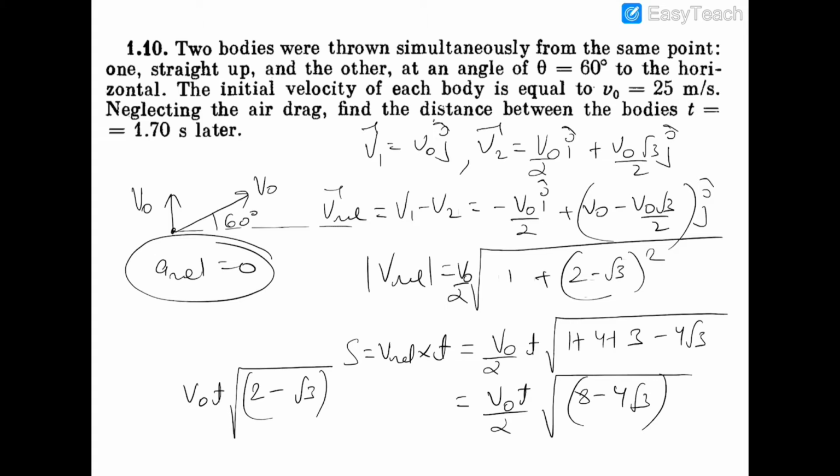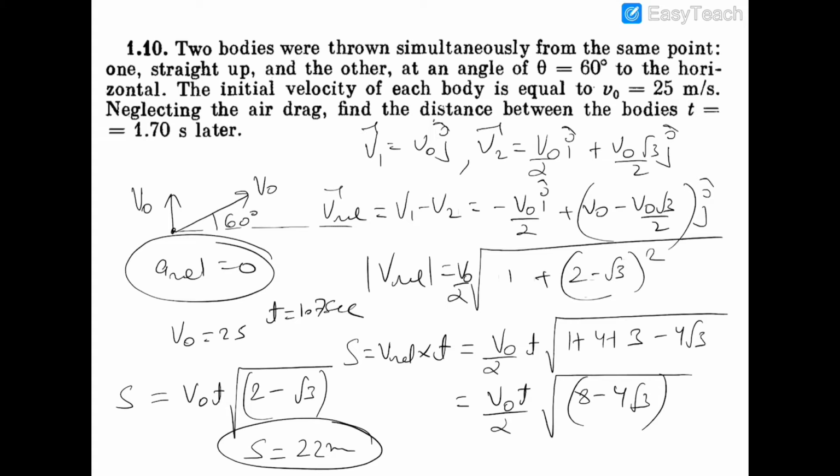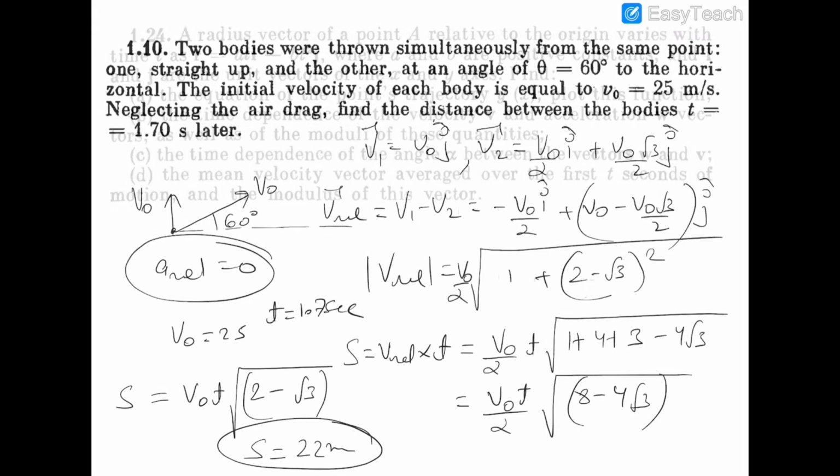Okay, so this would be the result, and if you substitute the value of v0 as 25 and the value of time as 1.7 seconds, then this distance s would be equal to 22 meters. Now we move on to the next question.